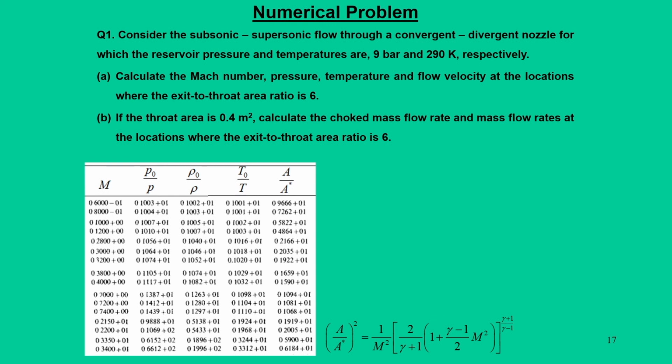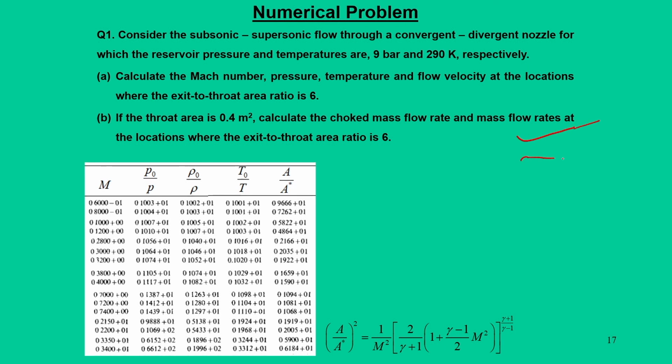So, the first problem that is given to us is a subsonic and supersonic flow through a convergent divergent nozzle, for which the reservoir pressure and temperature are given as 9 bar and 290 Kelvin. We have to calculate the Mach number, pressure, temperature and flow velocity at the location where the exit to throat area ratio is 6. Let us first draw the schematic of the problem.